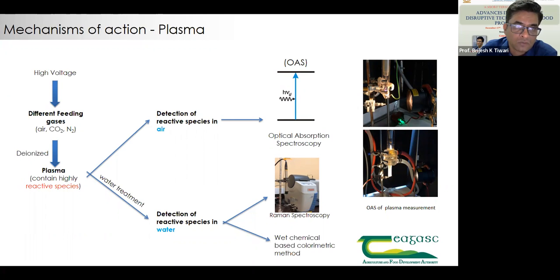The other one was when this plasma air was pumped into liquid, into water. That's basically what we call water treatment. And different reactive species were characterized by using wet chemical colorimetric methods. That's the Griess mechanism, and different spectroscopic methods to measure nitrates, nitrites, and hydrogen peroxide. And also characterized by using Raman spectroscopy to see what the different reactive species are.